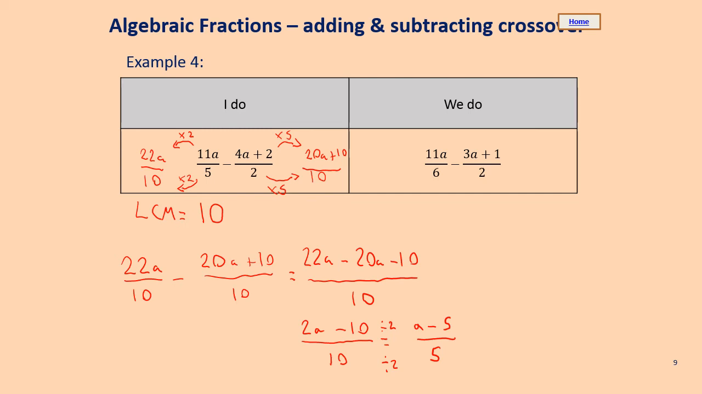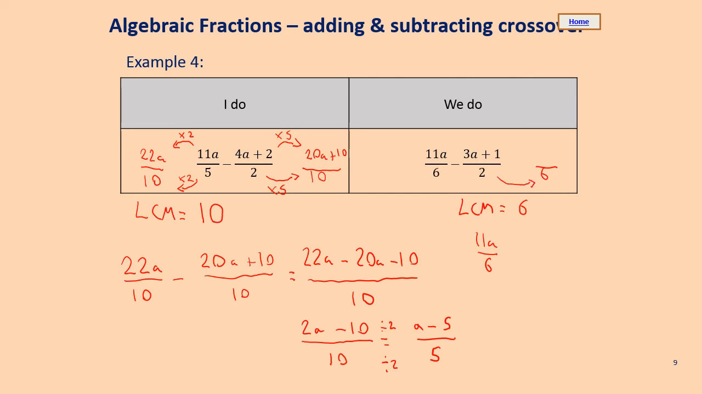Right, so in the next one, they're both out of 6. So your first step should be saying, what's the lowest common multiple of 6 and 2? And it's going to be 6. Okay? So first fraction stays the same, 11a over 6. The second fraction we need to write out of 6.